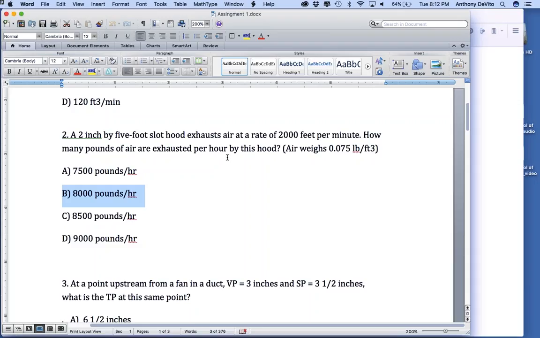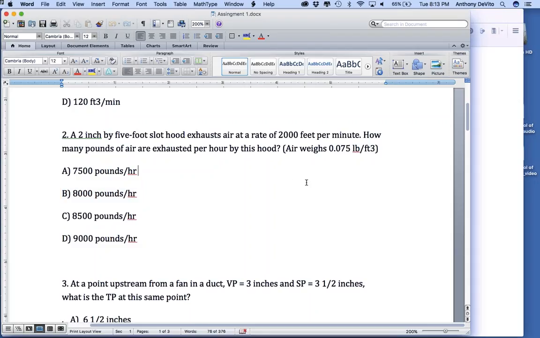A 2-inch by 5-foot slot hood exhausts air at the rate of 2,000 feet per minute. How many pounds of air are exhausted per hour by this hood? Now, why is the weight of the air relevant? Well, weight has the amount of air that we're moving in cubic feet. If you change that to weight, primarily since we're working on the surface of the earth, you're talking about mass. So we're talking about moving a mass of air at a certain velocity, which is work. So it helps us to understand this because later on, when we have to figure out how many horsepower of fan we need, we need to know how much stuff we're moving at what rate.